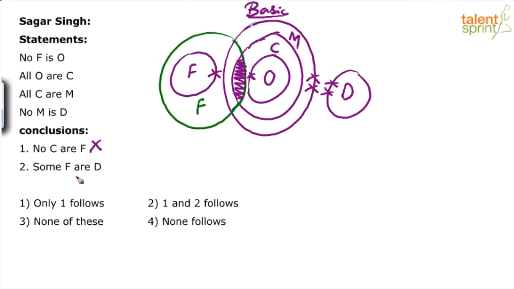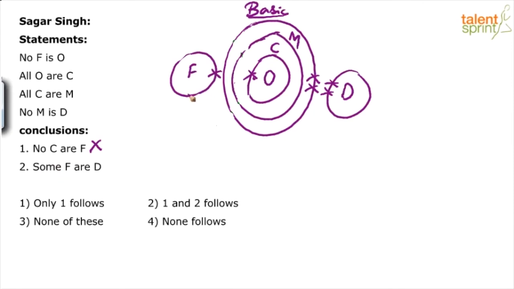Next one: some F are D. Now you have to forget about this green colored F, because that was drawn as a special case. Look at the original F. It says no F is D. Forget about all this. Compare F with D. What do you find? The conclusion is some F are D.